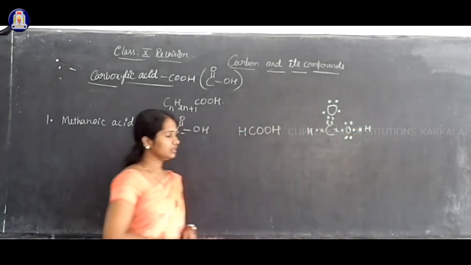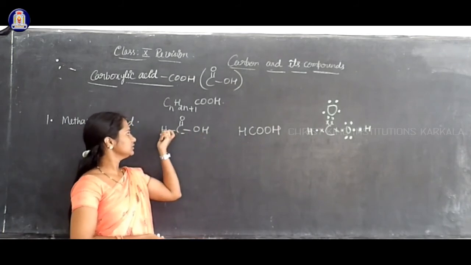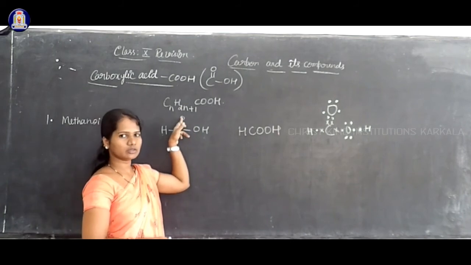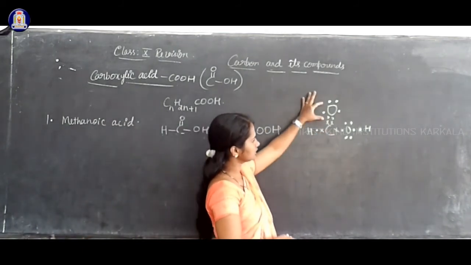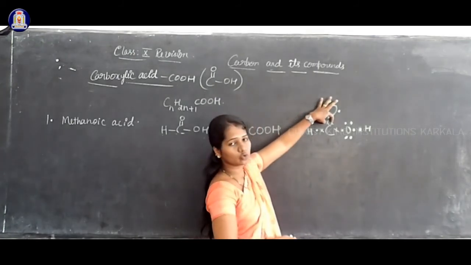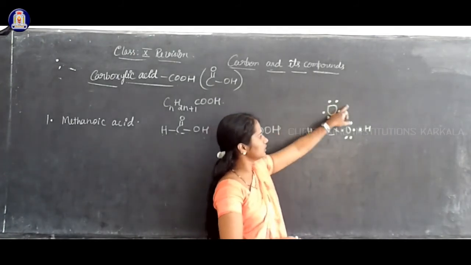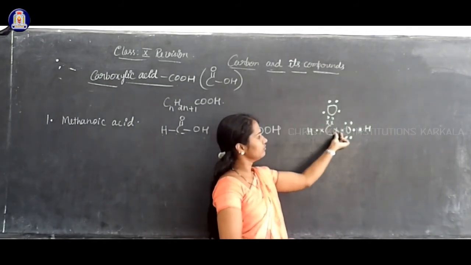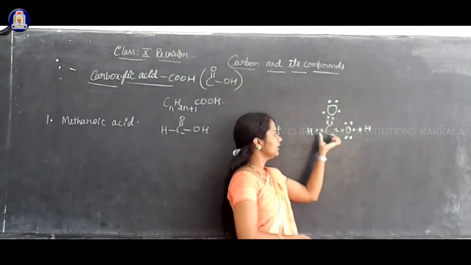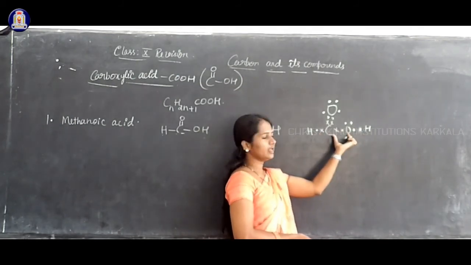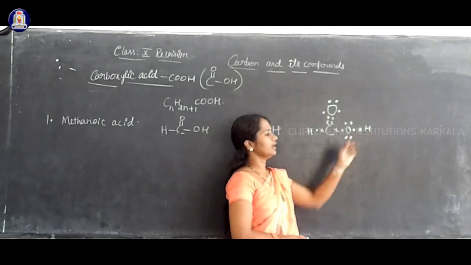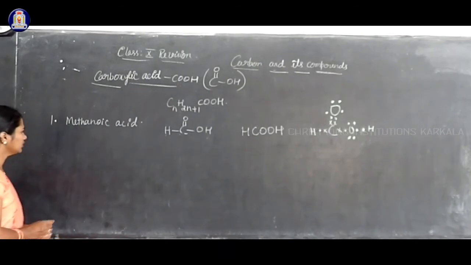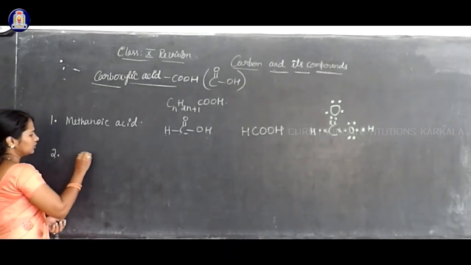So let's see here properly. H C double bond OH. Here double bond with the oxygen. Carbon double bond with the oxygen. So double bond in the sense 2 pairs of electrons form a bond with the oxygen. The remaining all are single bonds. Only one pair of electrons is shared between carbon and hydrogen, carbon and oxygen, oxygen and hydrogen. Go to the second compound here. Second one is ethanoic acid.